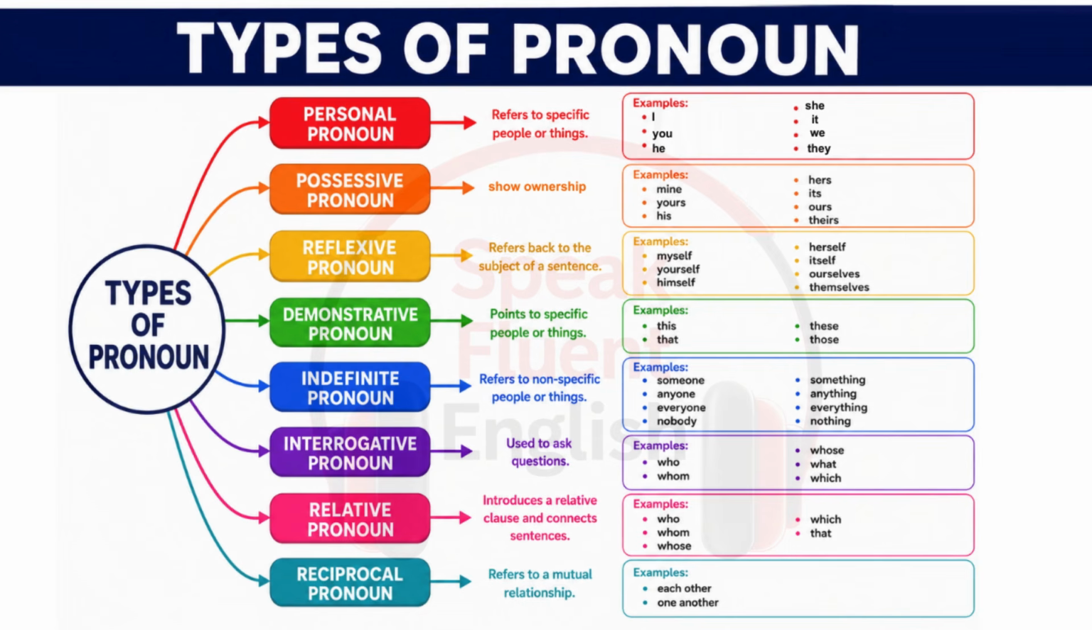Now let's see simple sentences. Someone. Someone is knocking at the door. Something. I saw something strange outside. Anyone. Anyone can join this class. Anything. You can ask me anything.